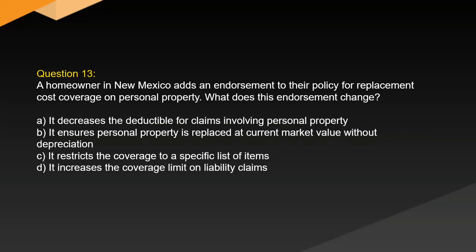Question 13. A homeowner in New Mexico adds an endorsement to their policy for replacement cost coverage on personal property. What does this endorsement change? A. It decreases the deductible for claims involving personal property. B. It ensures personal property is replaced at current market value without depreciation. C. It restricts the coverage to a specific list of items. D. It increases the coverage limit on liability claims.